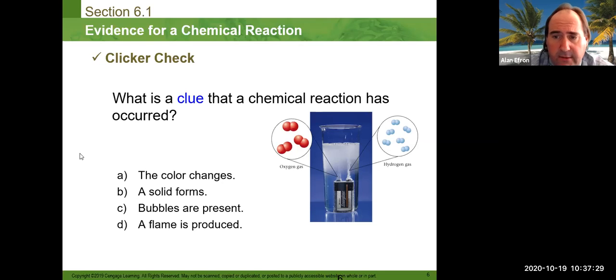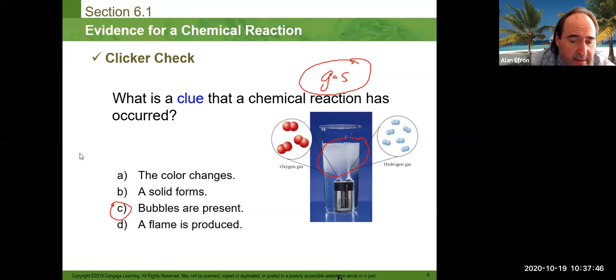So what is a clue that a chemical reaction is taking place? Again, here in this particular case, we see obviously the bubbles that are forming. Again, an indication that some type of gas has been generated or is being generated. And obviously in this particular example here, it would be bubbles. That's kind of the electrolysis of water.